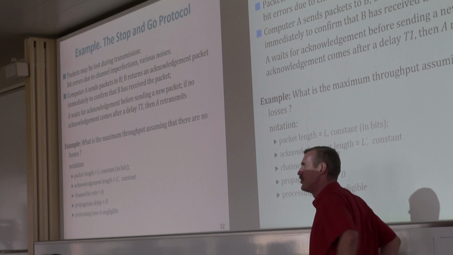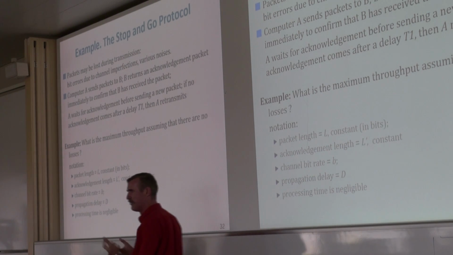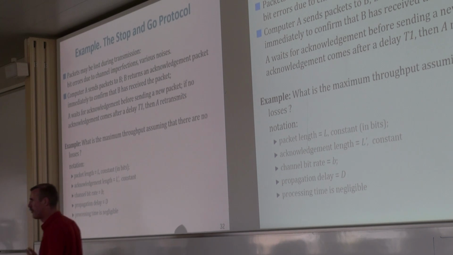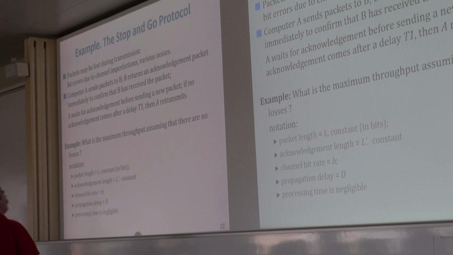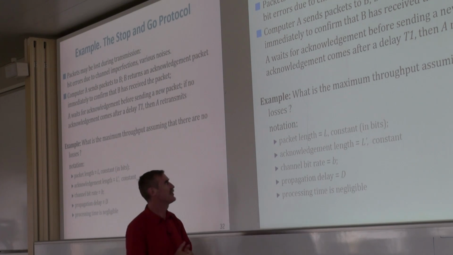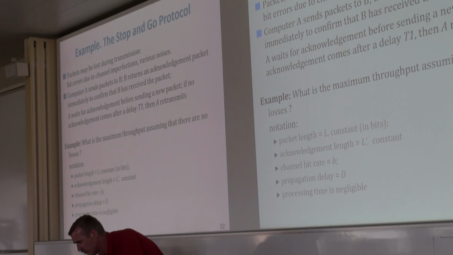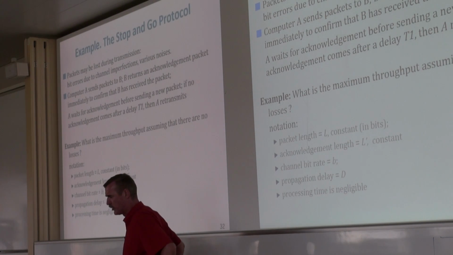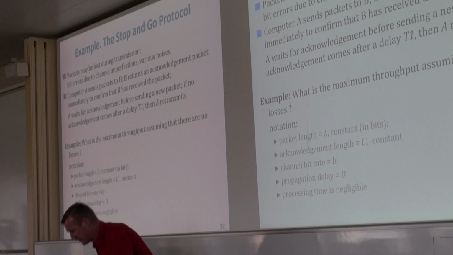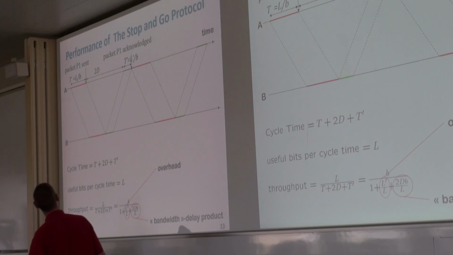Assume we want to do something like TCP, which is to repair packet losses. A very simple way to do it is called the stop-and-go protocol. Stop-and-go is when a computer sends packets, computer A sends packet to B, and I will illustrate on this better graph here.